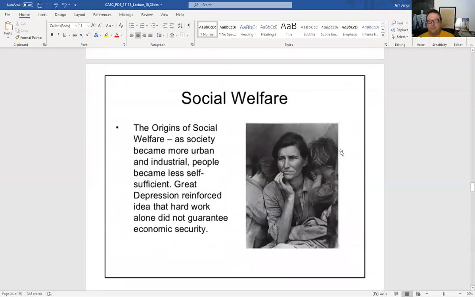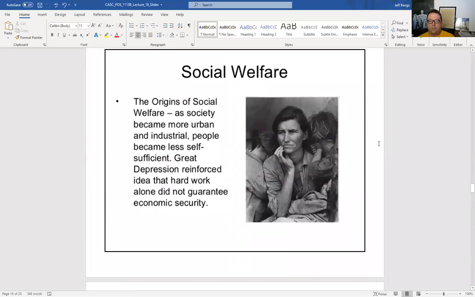Alrighty, so social welfare programs and policies are designed to help those basically and mainly in the lower class poor category.